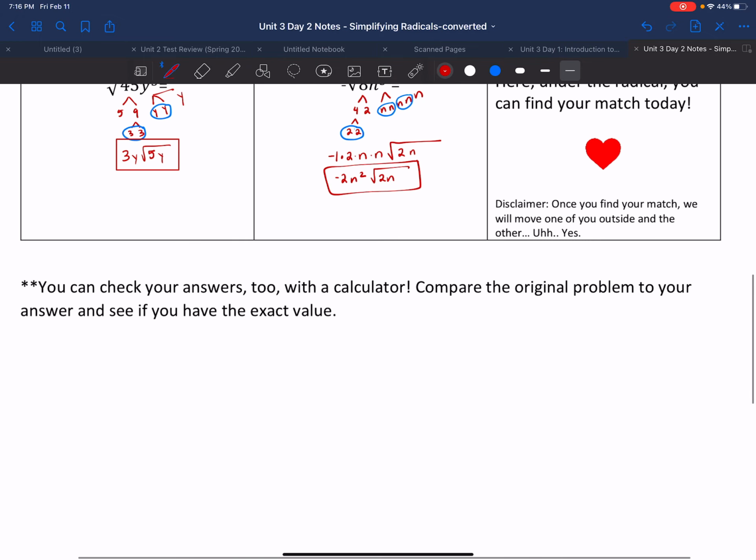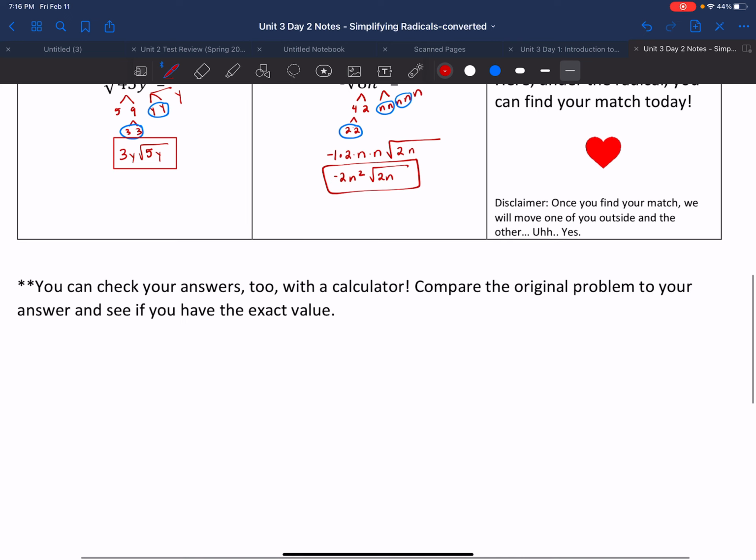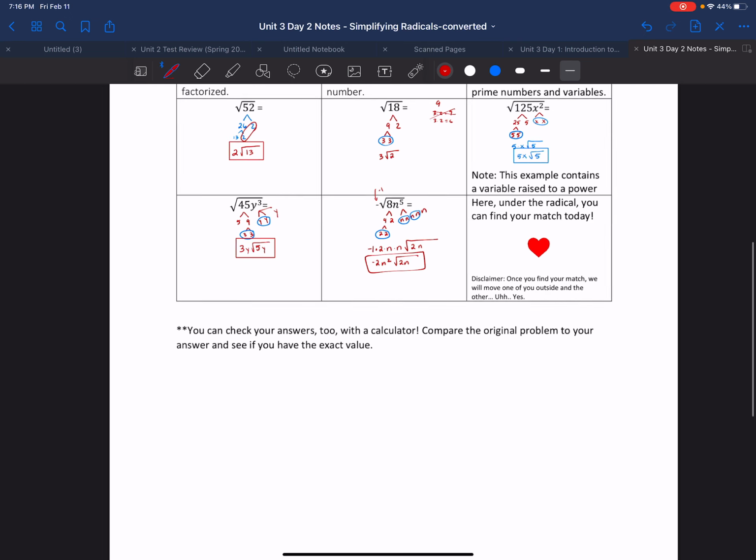And by the way, you can check your answers too with the calculator. Compare the original problem to your answer and see if you have the exact value. Okay, you can do that.